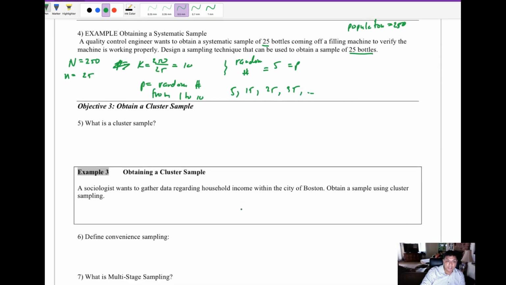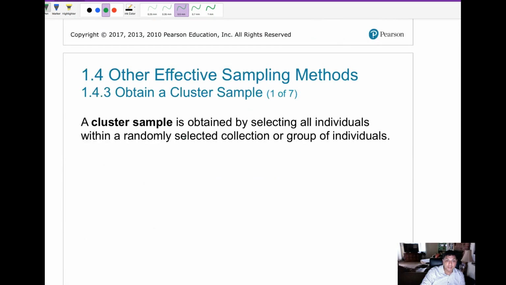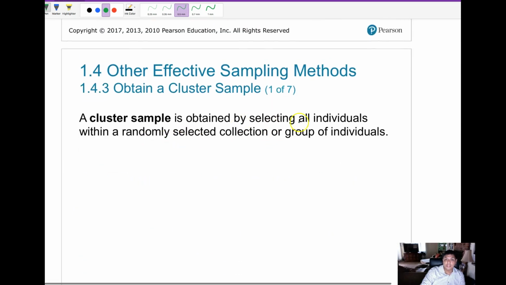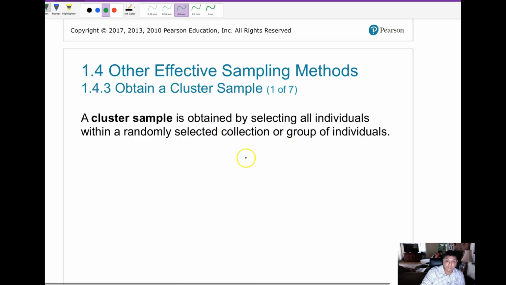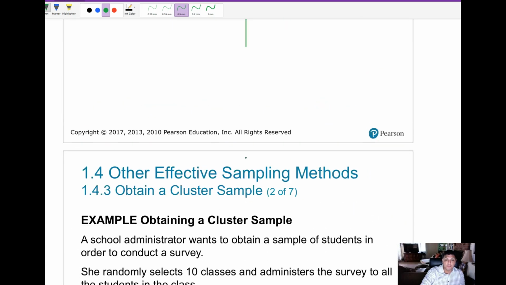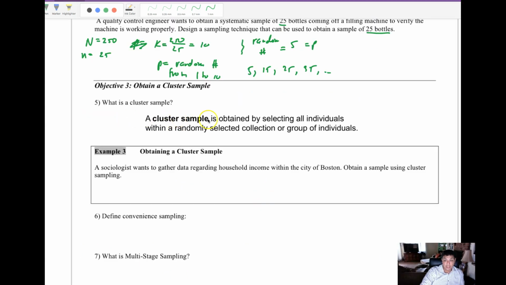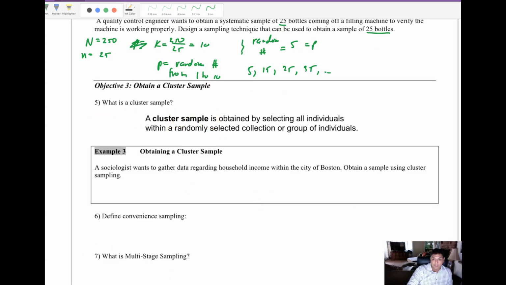That leaves us with the last method, which is called the cluster sample. Cluster is very similar to stratified, and it gets mixed up. A cluster sample is obtained by selecting all individuals within a randomly selected collection or group of individuals. This one is a little bit different than stratified, but sounds very similar.